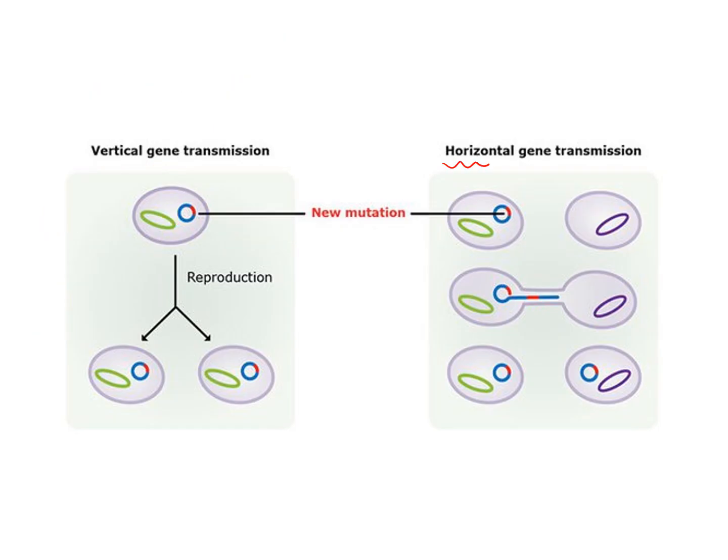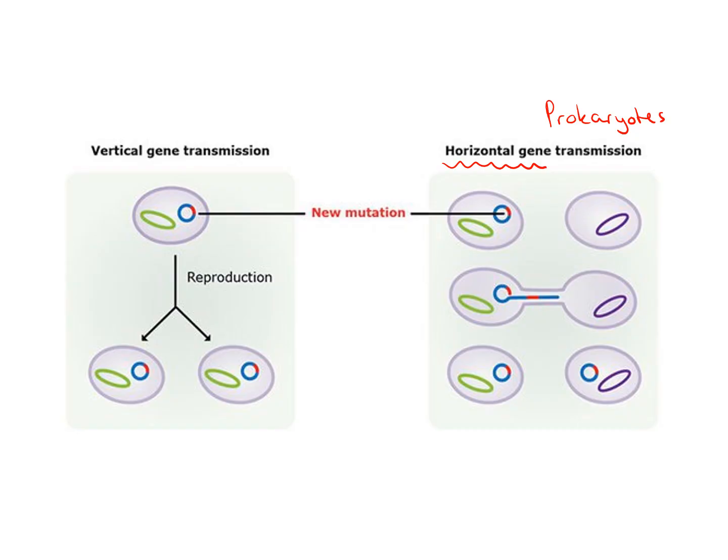So we'll now look at horizontal gene transfer, and this is when genetic material is passed between individuals within the same generation. And this occurs more commonly in prokaryotes, and it contributes to a much faster evolution rate.